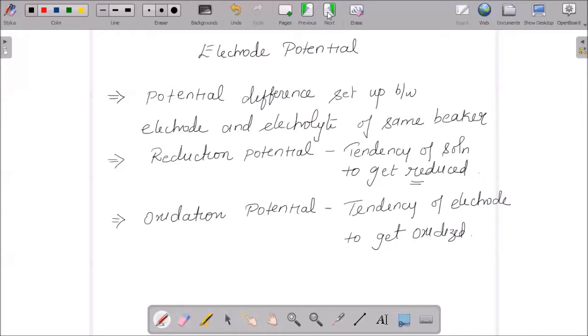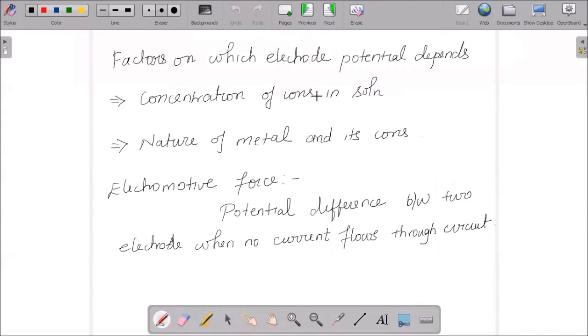Another important point to note in electrode potential is what all the factors are which will affect the electrode potential, or in other terms, what the electrode potential depends on. It is very important to note the factors which are affecting your electrode potential.